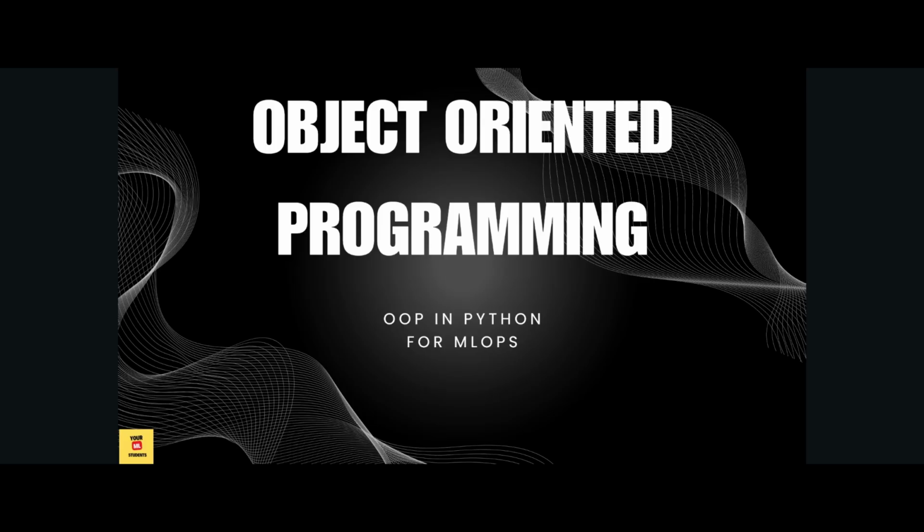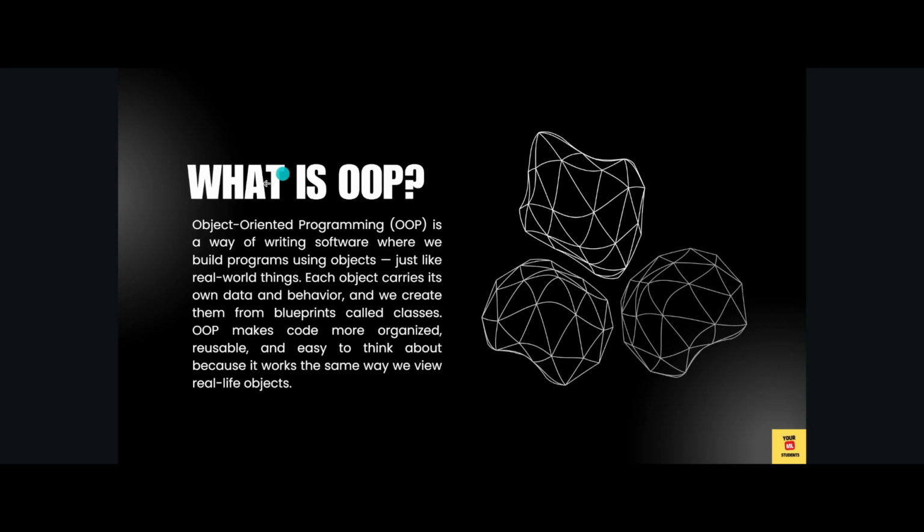So let's start with the definition of object-oriented programming. Again guys, you don't need to keep this definition in your mind, I'm just reading it out for your information. Object-oriented programming is a way of writing software where we build programs using objects. What is an object, we will discuss. Just like real world things, each object carries its own data and its own behavior, and we create them from blueprints called classes. So there are some concepts, classes and objects, in OOP in Python. Classes you can treat as a blueprint, and objects are the real world entities of that specific class.